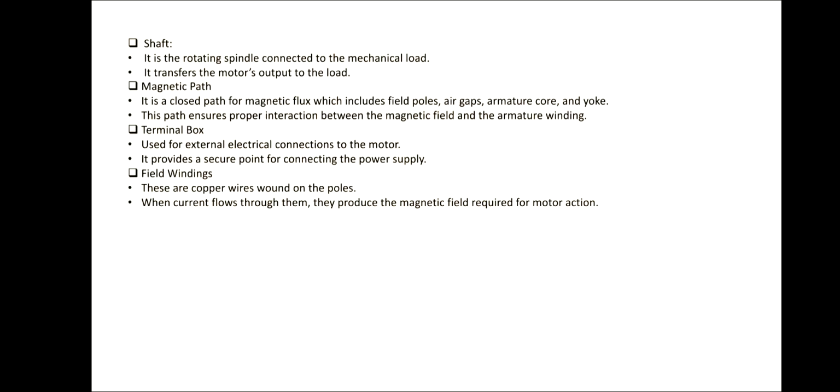Next component is the terminal box. Terminal box is used for external electrical connections to the motor, and also it provides a secure point for connecting the power supply. Field windings are the copper wires wound on the pole. When current flows through them, they produce the magnetic field required for the motor action. These were the components of DC motor.